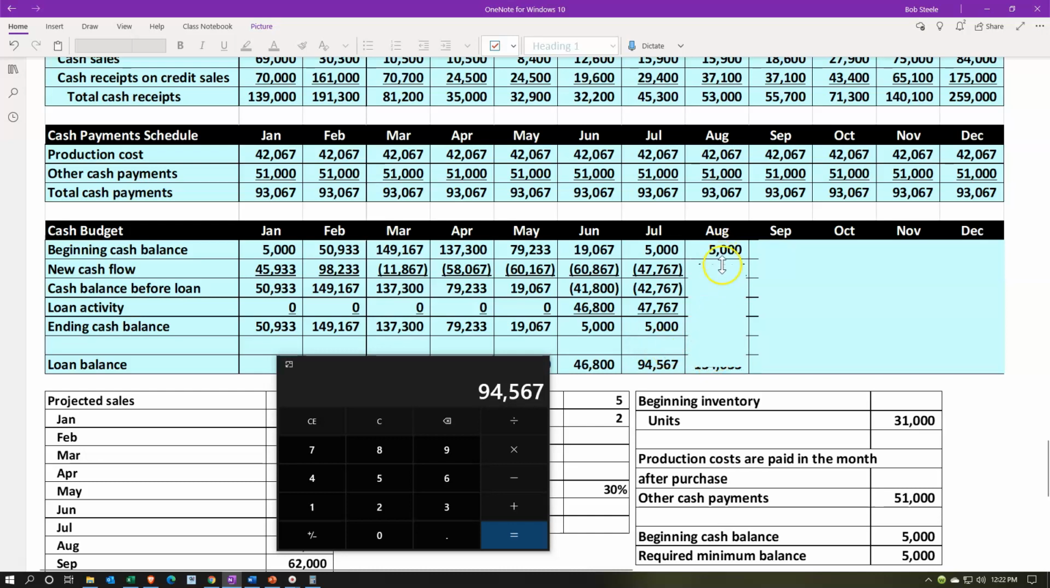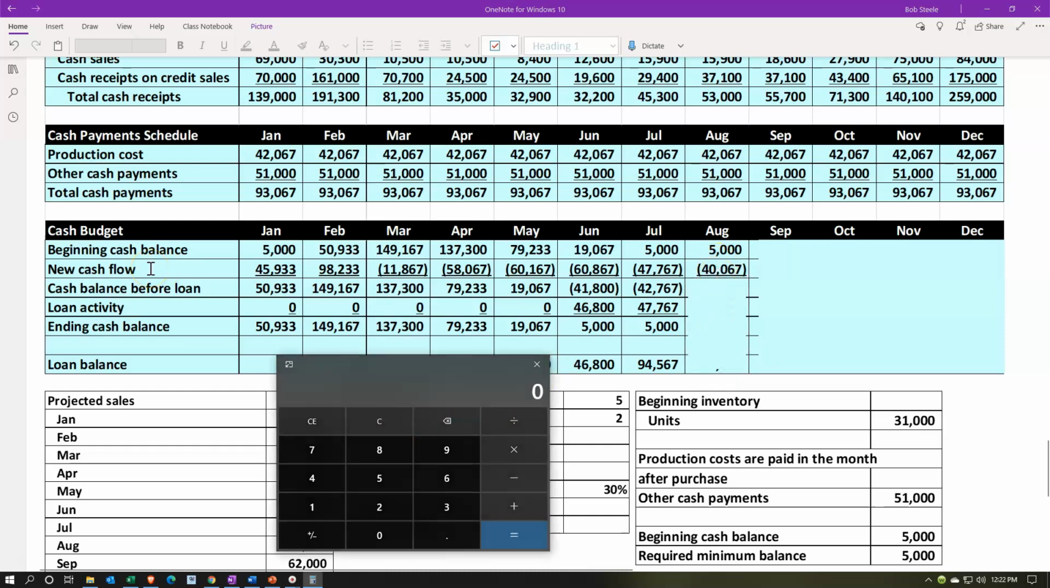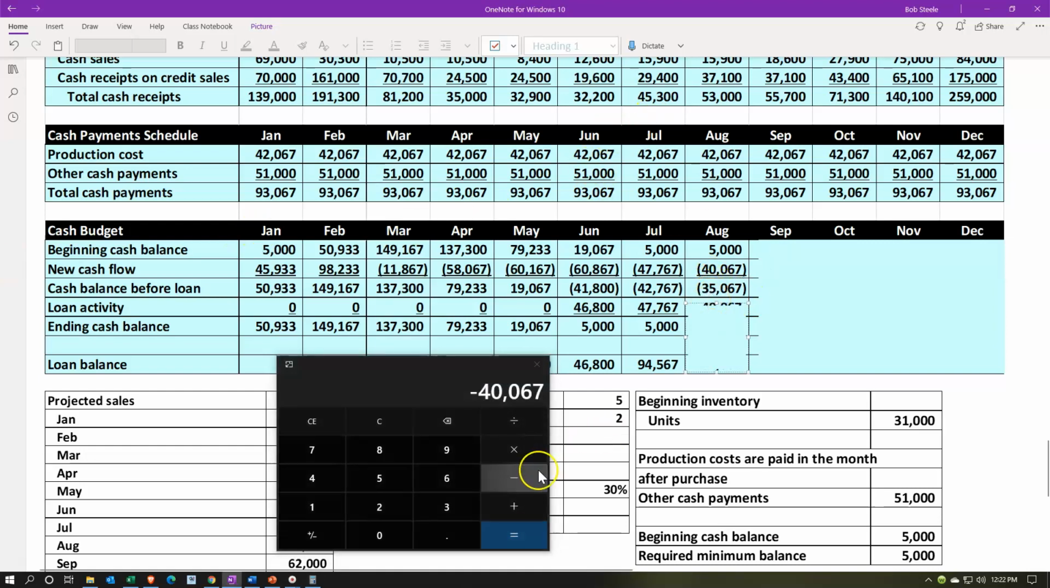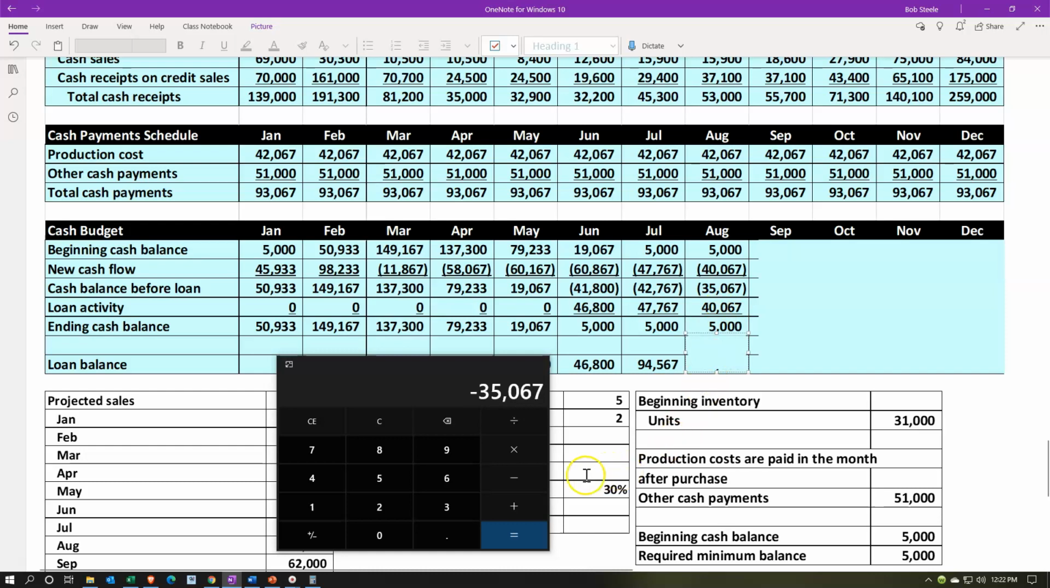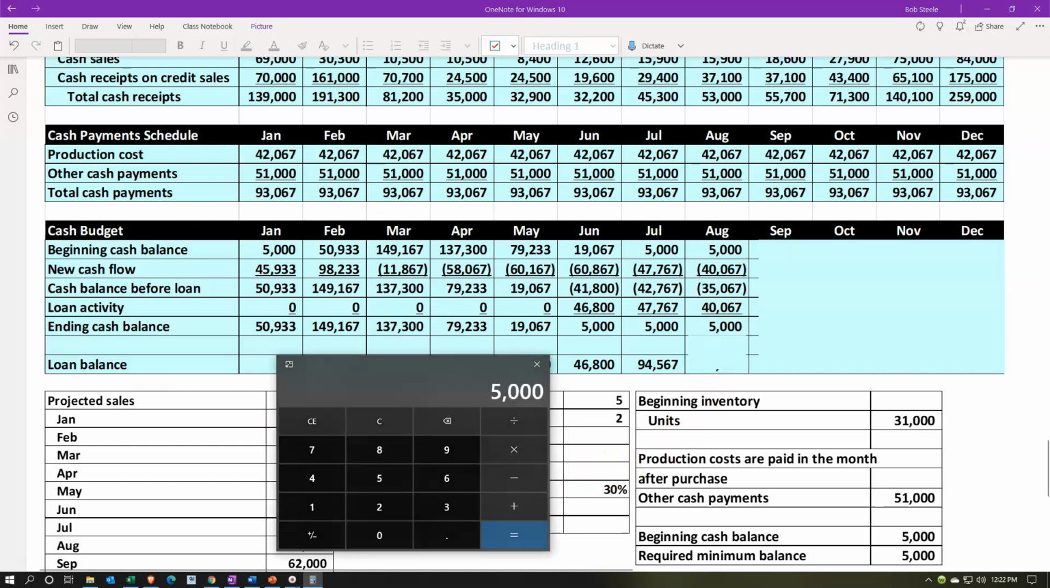August is at 5,000, our beginning balance. Then we have the change that's taking place, which is going to be the 53,000 minus the 93,067. Let's do that again. Something went wrong. A fly just flew in my face when I was trying to calculate. So 93,067, that's the 40,067. If I add that to the 5,000, we get the 35,067. And then we have to do something to get it back up to that 5,000 balance we want. We need another loan of the 40,067 to get back up to that $5,000 balance.